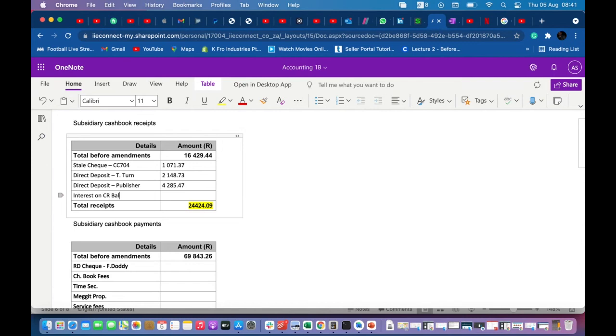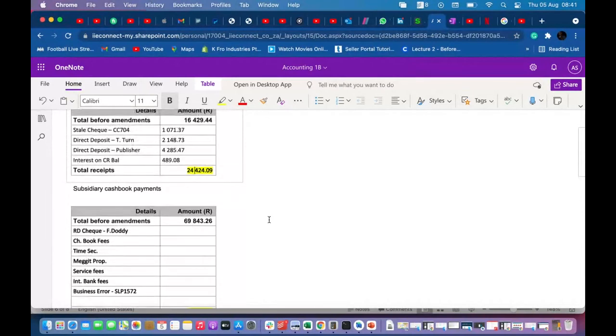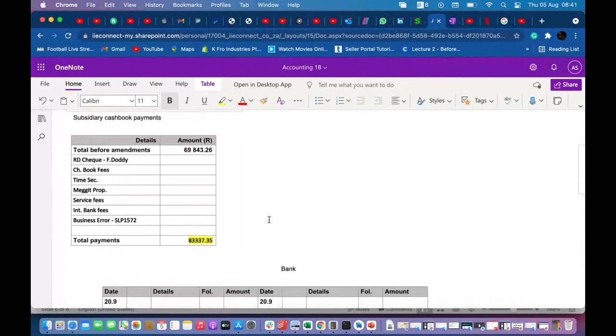Again, guys, it's only the teacher who is allowed to do shorthand things. You guys need to write in full, unless you don't have enough space. Okay, then I need you just to make sure that I can clearly identify what it is you are trying to say. Then when you add these up, you'll get to R24,424.09. That's our new balance on our cash receipts journal. All right, in other words, our total receipts.